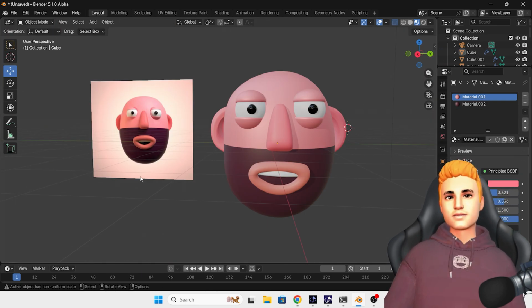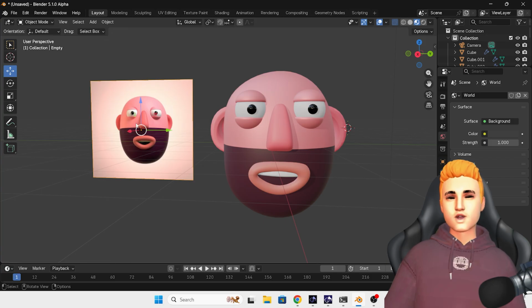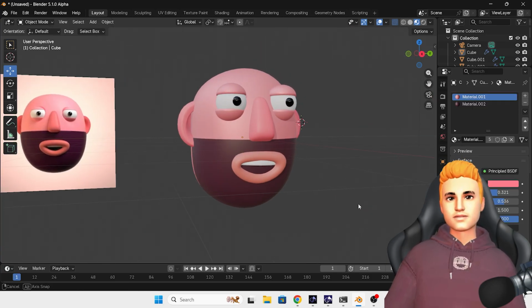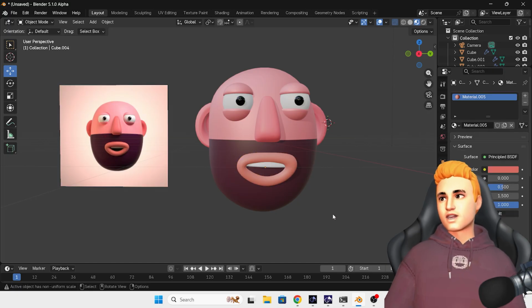That's it, friend. This was the reference I was using, and this is our model. So this was the reference, and this is our model.